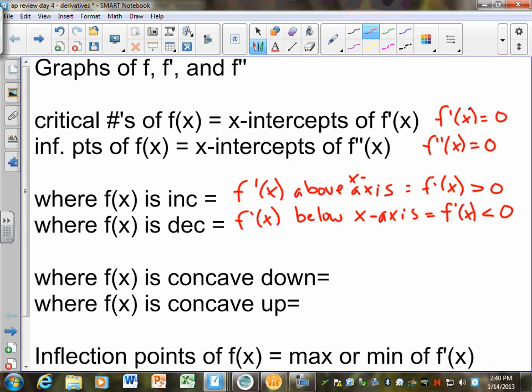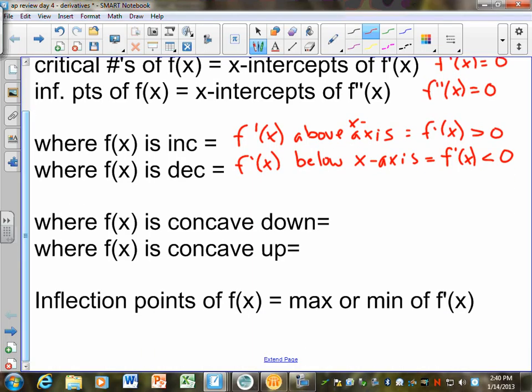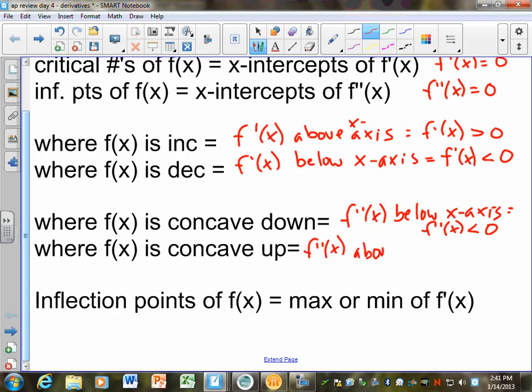We can say the same thing about concavity. Where the original function is concave down, that's the second derivative. So that's where your second derivative is going to be below the x-axis, because that's where the second derivative is less than 0. And where your function is concave up, that means your second derivative is going to be above the x-axis, because that's where your second derivative is greater than 0.